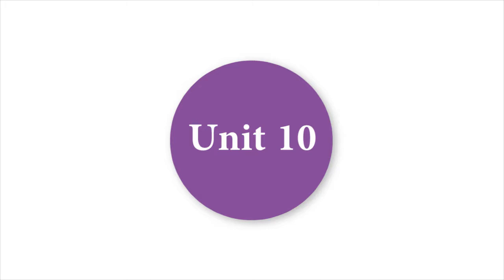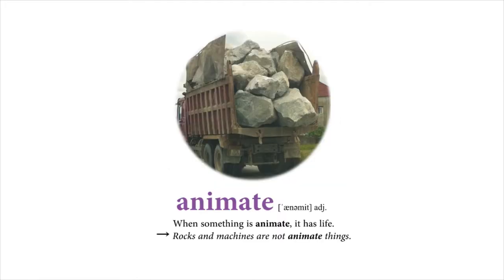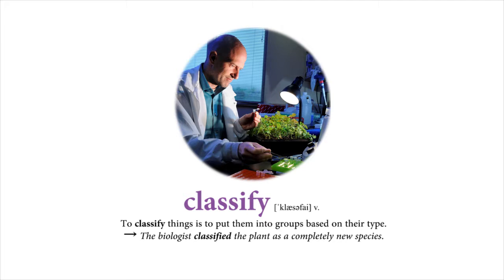Unit 10. Word list. Animate. When something is animate, it has life. Rocks and machines are not animate things. Classify. To classify things is to put them into groups based on their type. The biologist classified the plant as a completely new species.